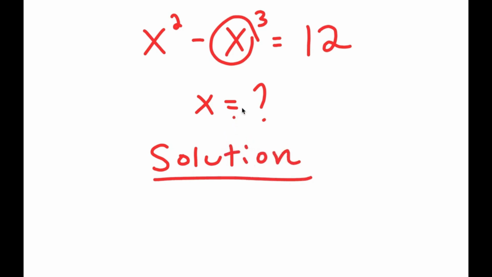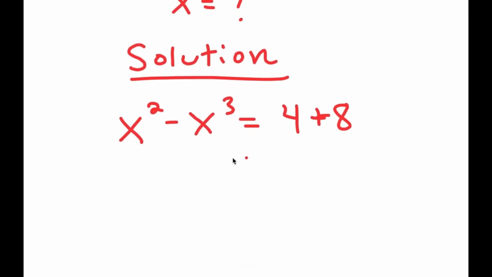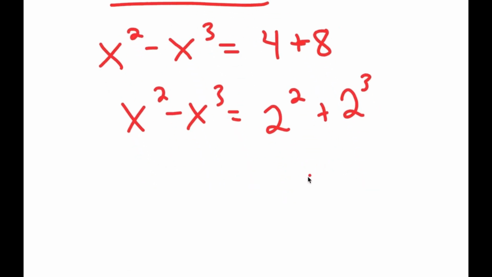I'm going to first start by rewriting 12 as 4 plus 8. So I get x squared minus x to the power of 3 is equal to 4 plus 8. And the reason I did that was because 4 is the same thing as 2 squared, and 8 is the same thing as 2 to the power of 3. So notice I have a number squared minus a number to the power of 3, and then I have a number squared plus that same number to the power of 3.